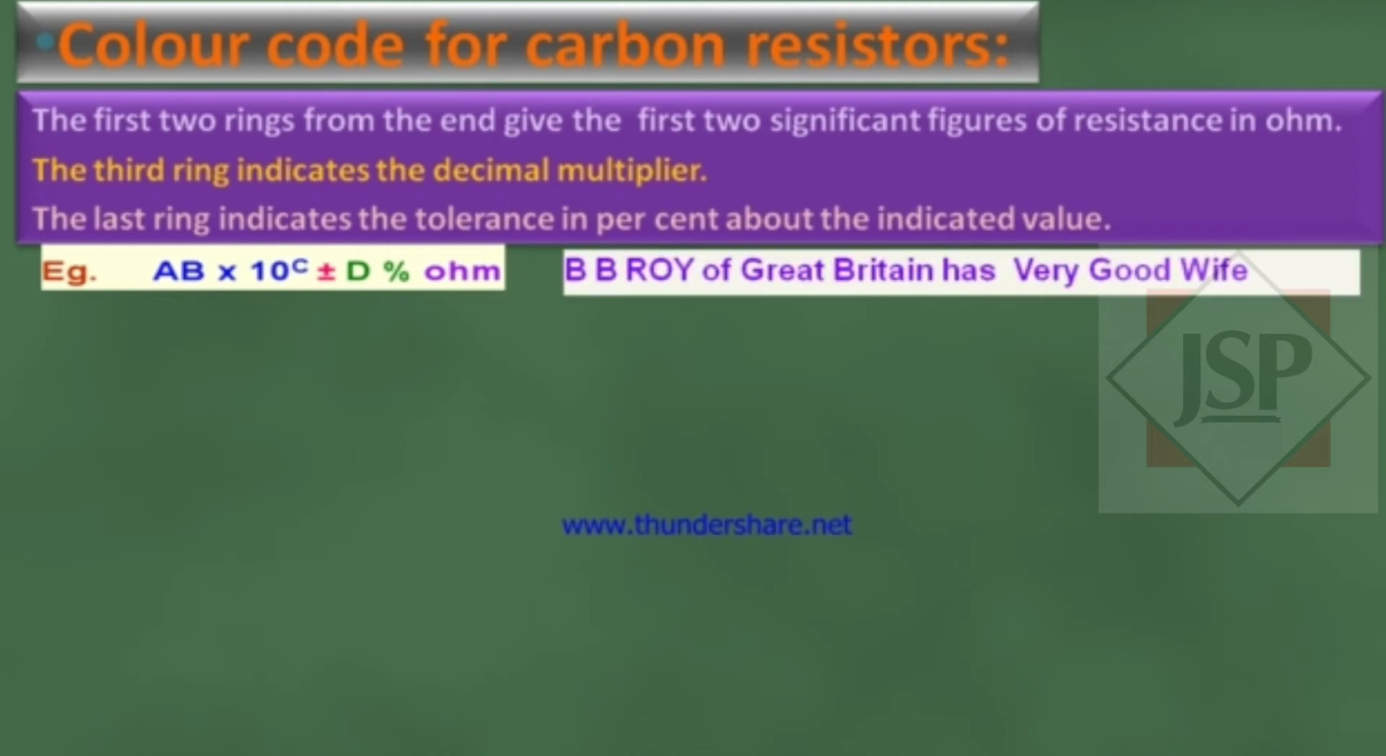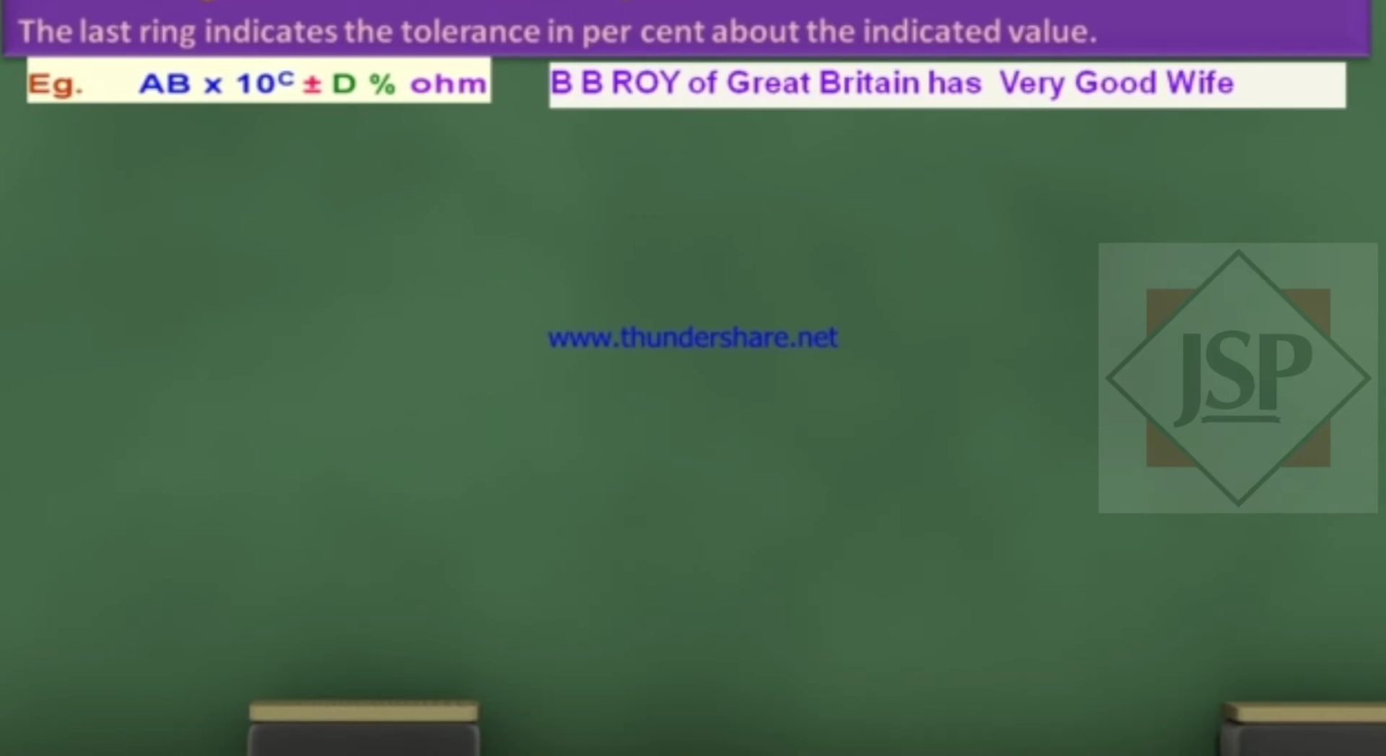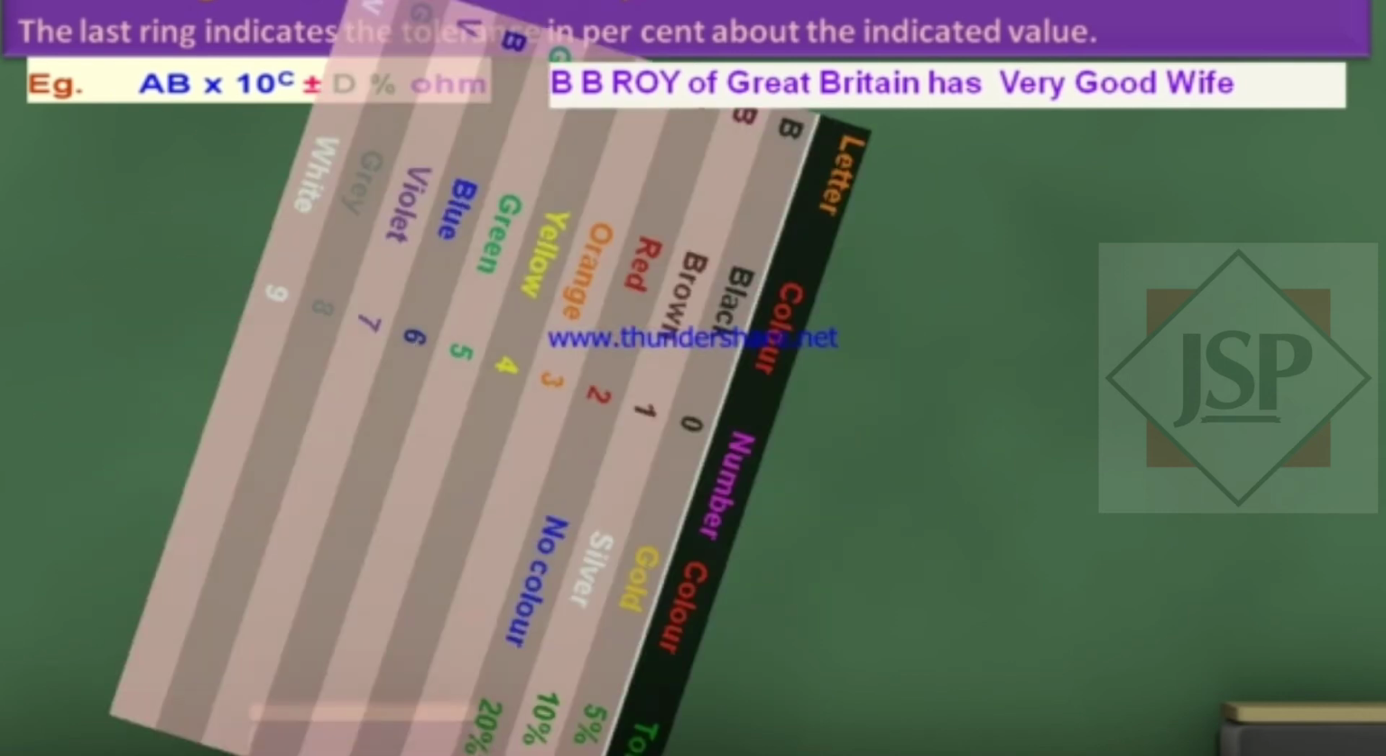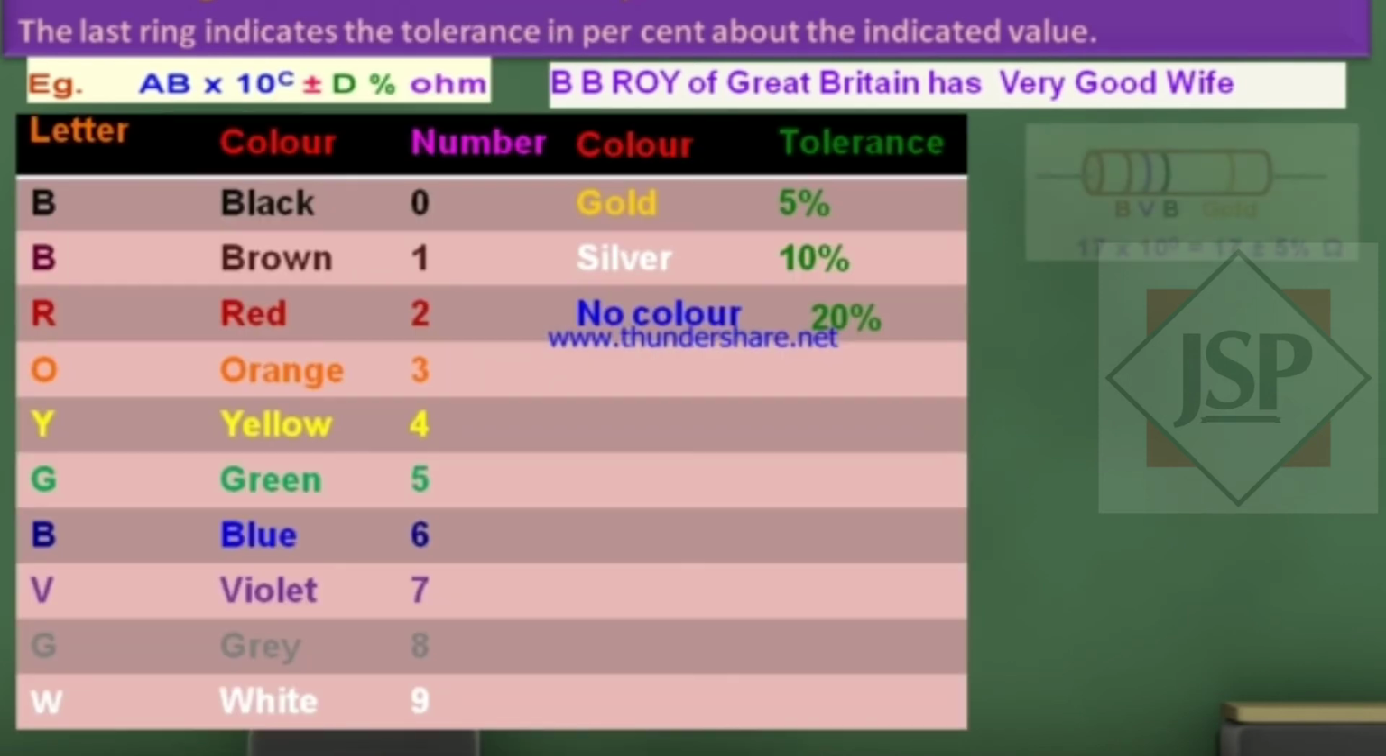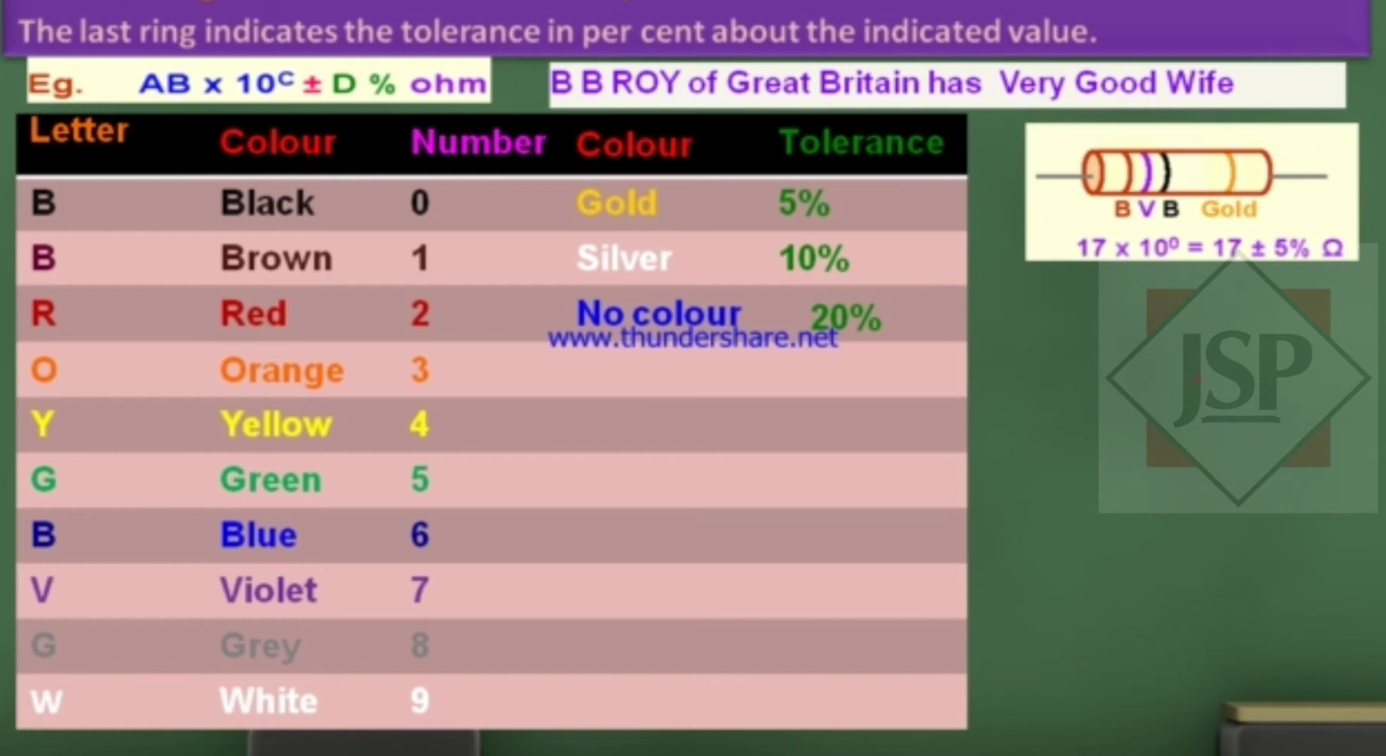So it is a mnemonic like this: BB Roy of Great Britain has a very good wife. Now you can see the table of color coding.